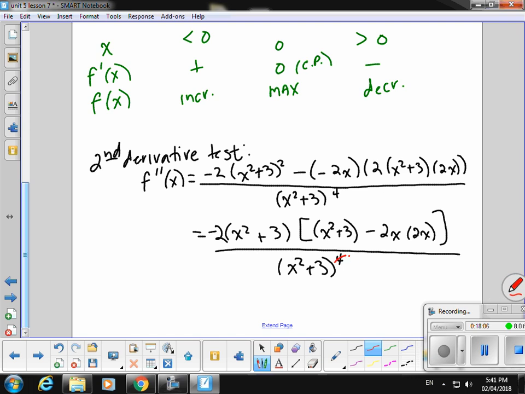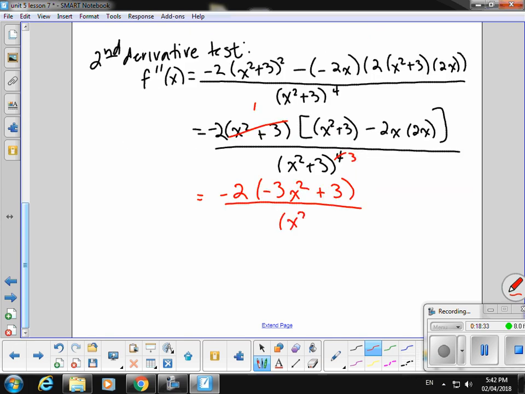So that becomes a 3. One gets gone. I have negative 2 times, I'm going to tidy that up. x squared subtract 4x squared is negative 3x squared, positive 3, all over x squared plus 3 cubed. Factor of negative 3.